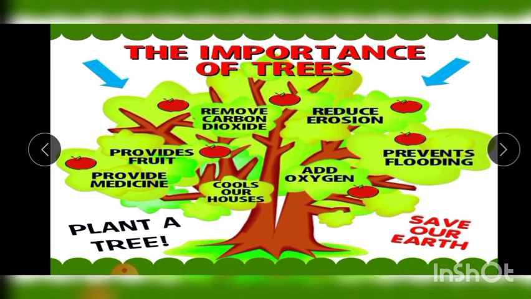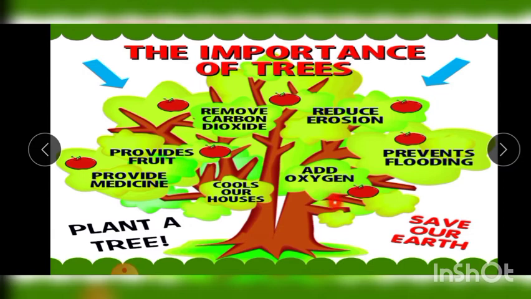Okay, I will tell you the importance of trees. Trees provide us fruits. Trees provide us medicine. They cool our houses. They add oxygen. Yes, we all know that.